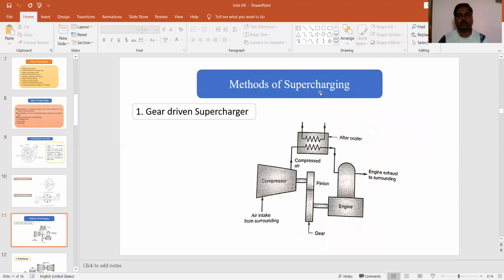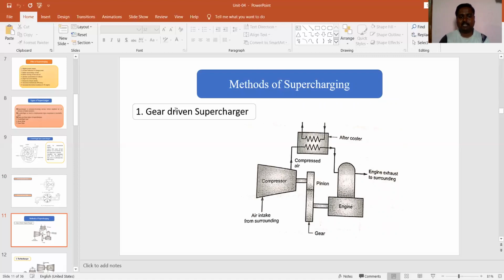Next one is methods of supercharging. Generally we are performing supercharging. For supercharging we require a supercharger, which means one type of compressor. But there are different methods utilized for performing the supercharging concept. Suppose we have one engine and a compressor, but we require power for the compressor. According to the power given to the compressor, different methods are used.